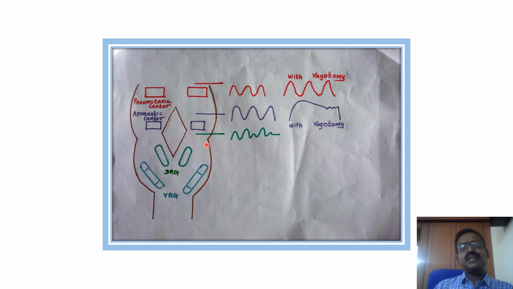Suppose the lesion is just above the medulla, it produces normal respiration but irregular rhythm. So it shows that the medulla is important for respiration, and the pneumotaxic center controls the inspiratory effort. A lesion above the pontine level produces a normal respiratory pattern.